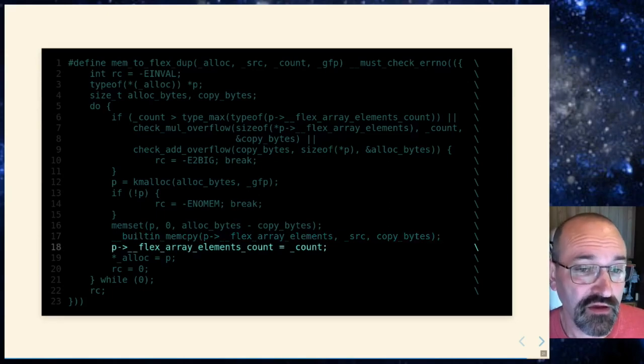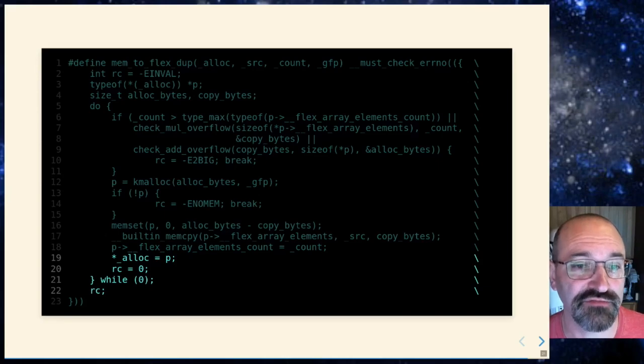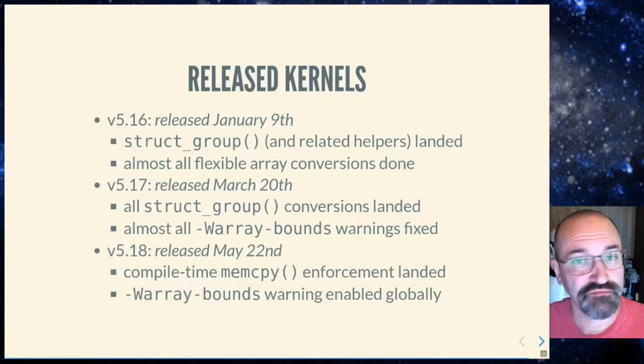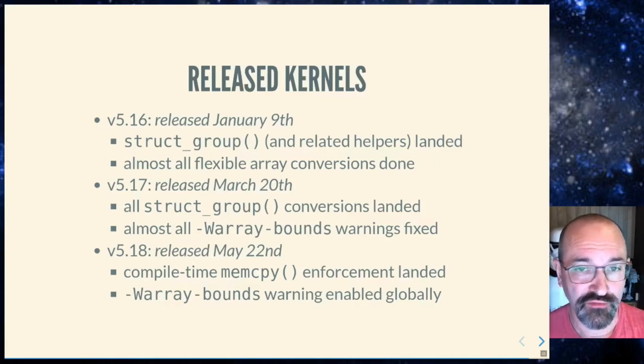And then finally, we're going to store the flexible array elements count, the count that we already validated can actually fit in it. Assign our allocation, assign the first variable, mem to flexdupe, to our allocation, clear RC to be 0, and exit, and we're done. So we've done all of that in the macro to do everything we need. And that's basically the shortened version of what we've been up to. This has been a long road.